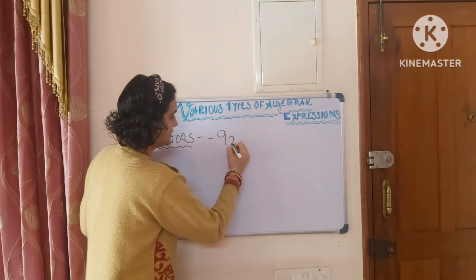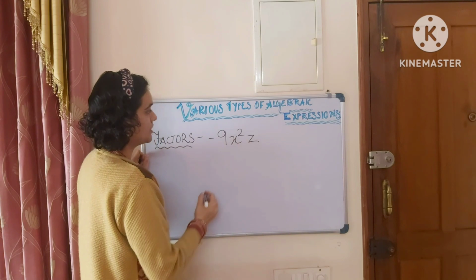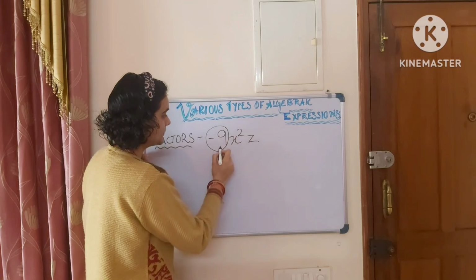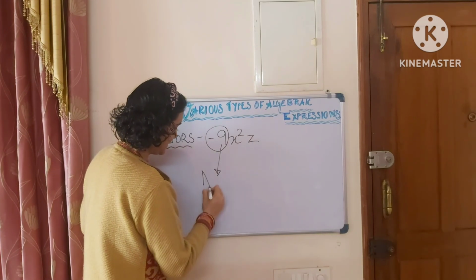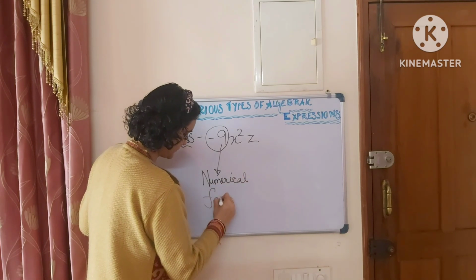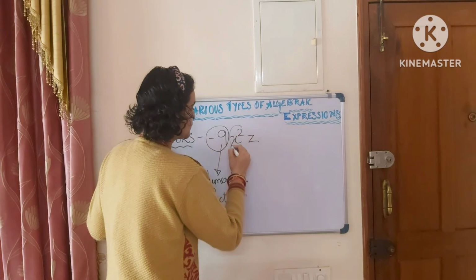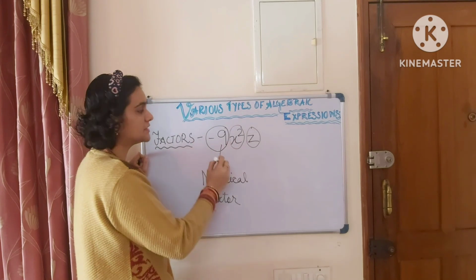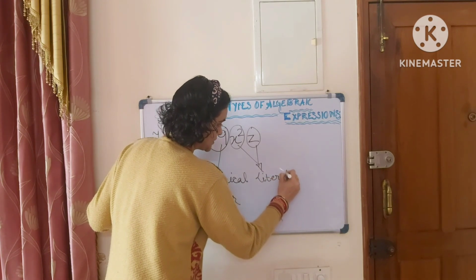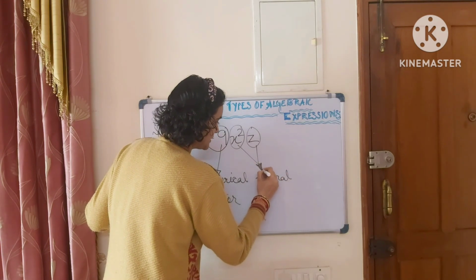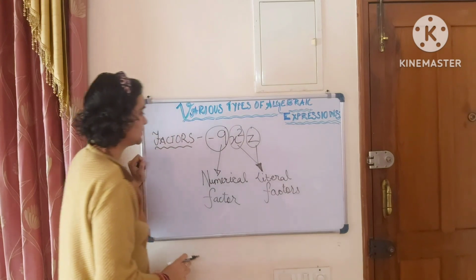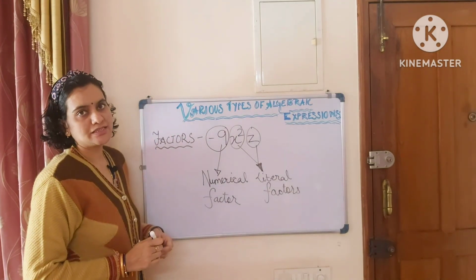For example, let's say -9x² z. Now this -9 has been multiplied with x² z to get this entire term. This -9 is called a numerical factor, because it is a number. And these x² and z, these variables, these literals, are called literal factors. Obviously, they are literals or variables. We address them as literals and variables. That is why they are called literal factors. Simple.